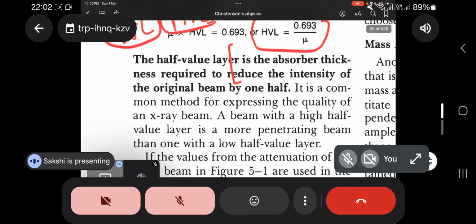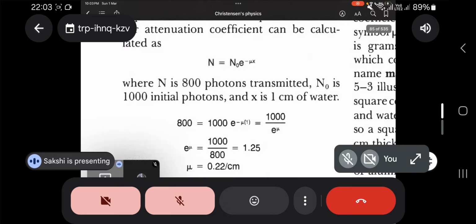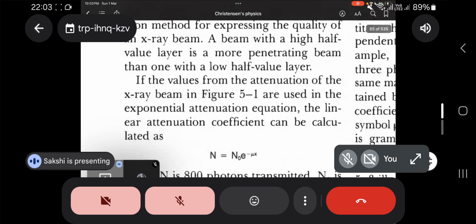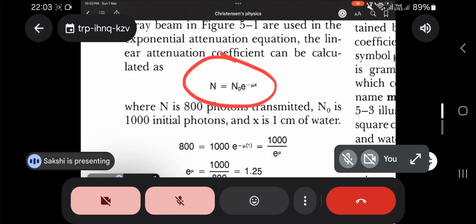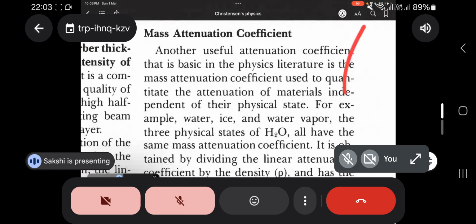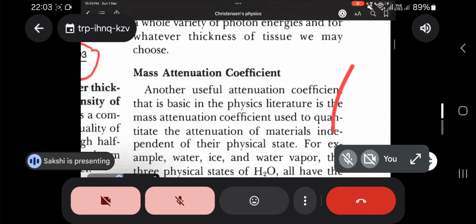HVL is nothing but the absorber thickness that is required to reduce the intensity by half. The same way, if we are talking about TVL, then it is the absorber thickness required to reduce the intensity by 1/10. So the same equation we can apply to calculate the value of N, the number of photons remaining, right? Till here nothing is left.